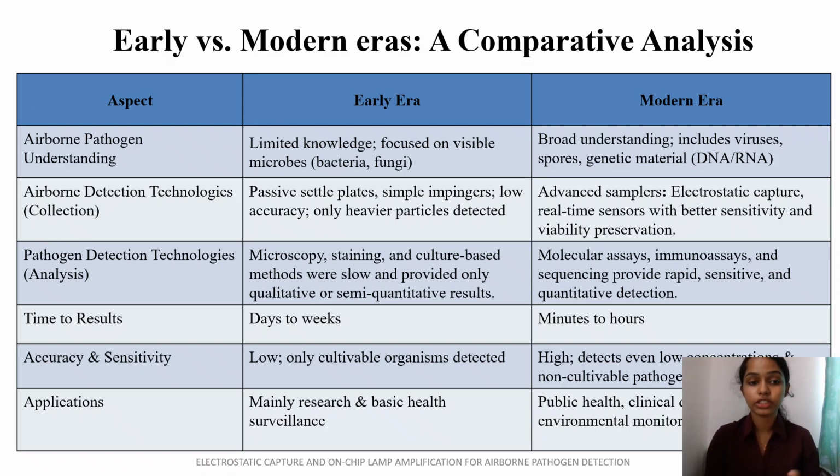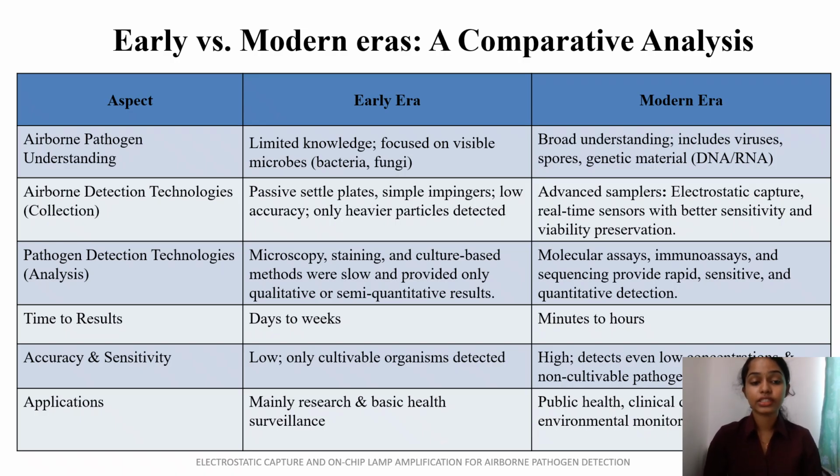Airborne detection technologies: collection of airborne particles was done by passive settle plates and simple impingers, with low accuracy, and only heavier particles were detected. While moving on to the modern era, advanced samplers were brought up, like electrostatic capture and real-time sensors with better sensitivity and viability preservation.